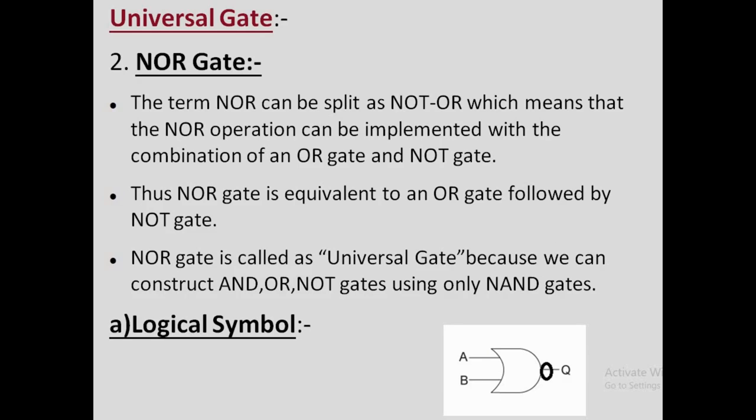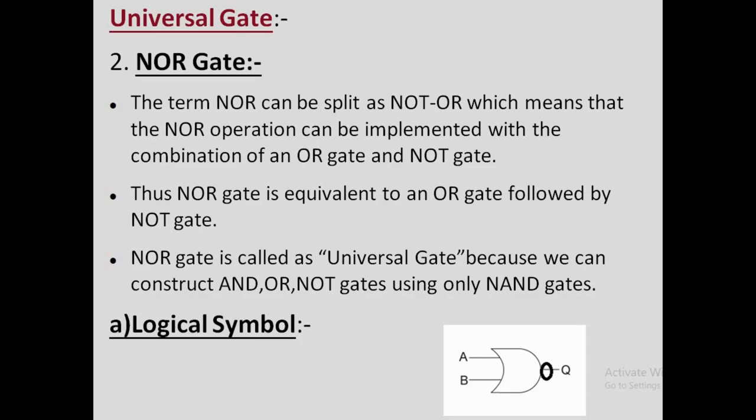Next is the other universal gate. As we studied, the NAND gate is nothing but AND and NOT. Same here, the NOR gate is nothing but OR and NOT. It is the combination of an OR gate followed by a NOT gate. And it is also called a universal gate because we can construct any gate using the NOR gate.